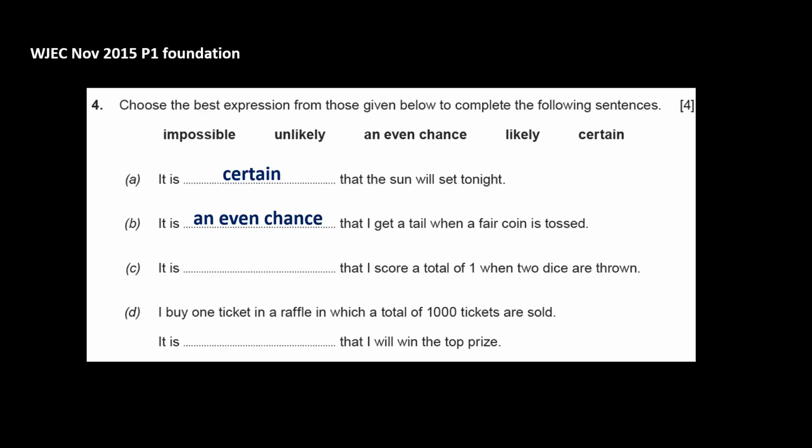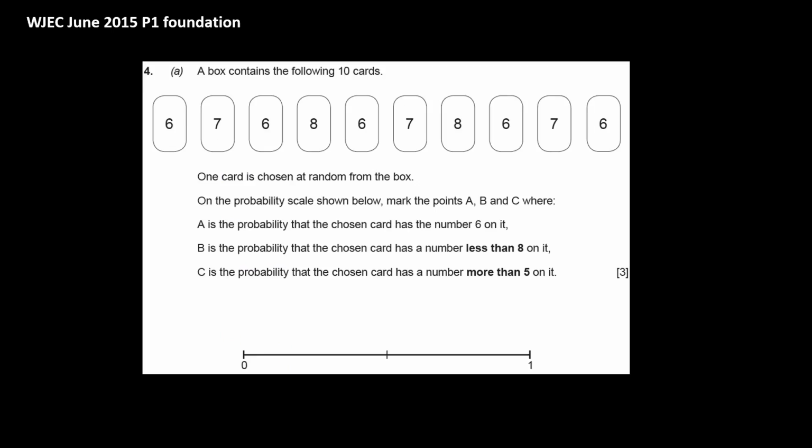C. It is something that I score a total of 1 when 2 dice are thrown. Now, if we throw 2 dice, the lowest score we can get on each individual dice is a 1. So it would be a total of 2. So we can't get a total of 1. So that's impossible. And D, if you buy 1 ticket in a raffle where there are 1,000 sold, it's unlikely that you will win the top prize. It's not impossible, it's just unlikely. Okay, let's have a look at this one.